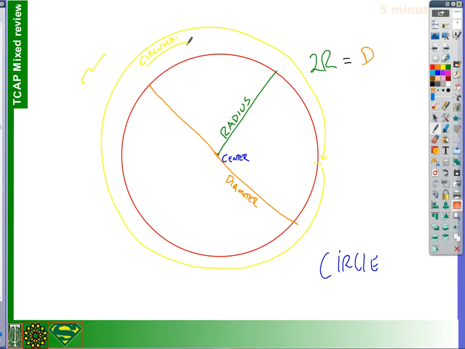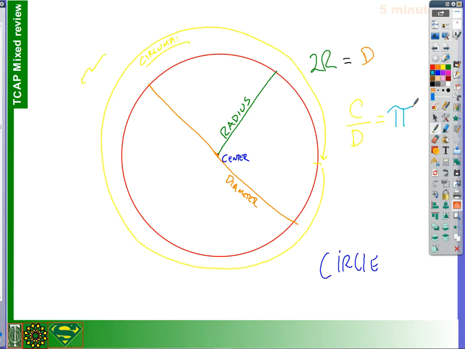So there is a special relationship between the circumference and the diameter. If you were to divide the circumference by the diameter, you would get pi. And the cool thing is, pi is always the same number. It is always 3.141, and it goes on and on and on.